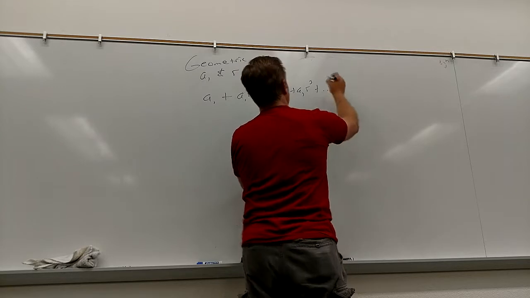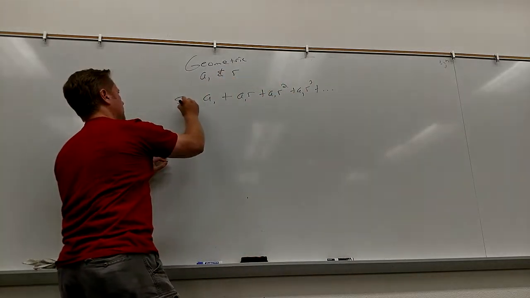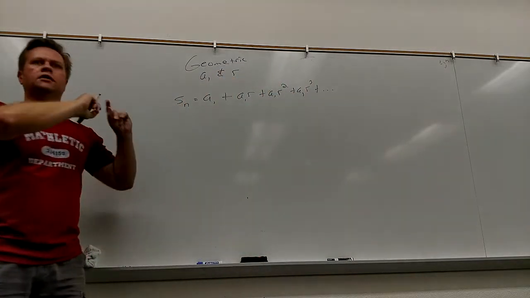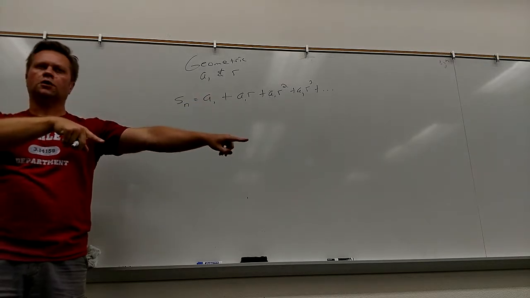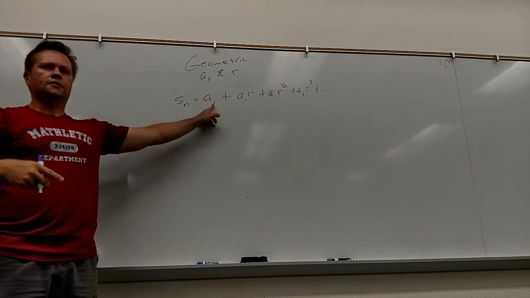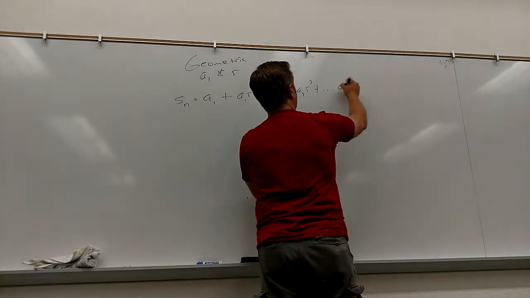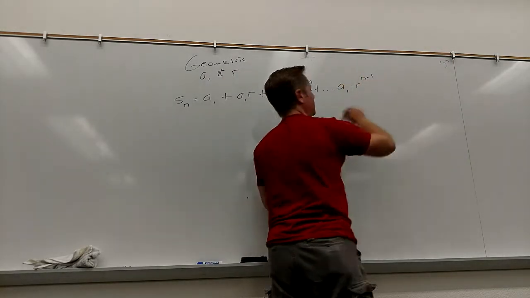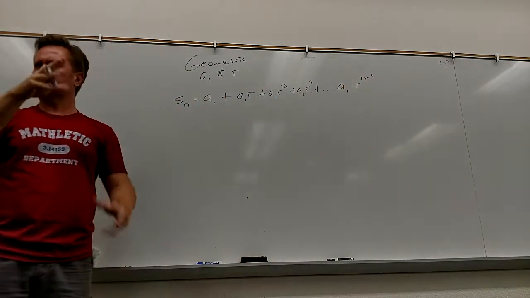Plus... Let me say this is going to be Sn. So I want to go all the way out to the nth term. We have to be careful. It'll be A1 times R to the n minus 1. Remember, because of the n minus 1 thing.